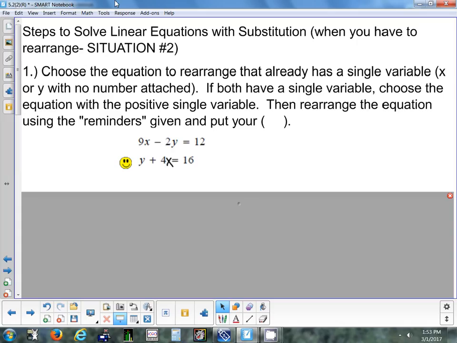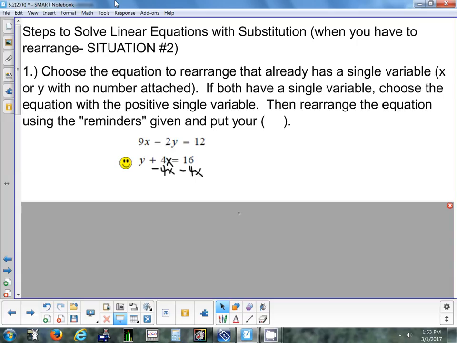What do I have to do? Someone tell me. Ashley Aldana, what do I have to do now to get y by itself? One step and one step only. Subtract 4x. Perfect. Very good. Subtract it on the other side. Ashley A, what's my new equation? Now it's rearranged with y by itself. What's it going to look like? Y equals 4x. Careful. Y equals 16. How did I move that x? Negative. Yeah, negative. So what should it say? Y equals 16 minus 4x.